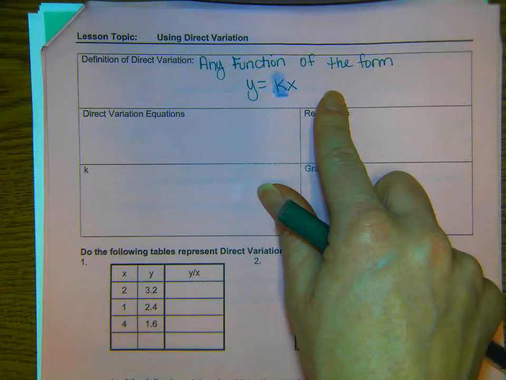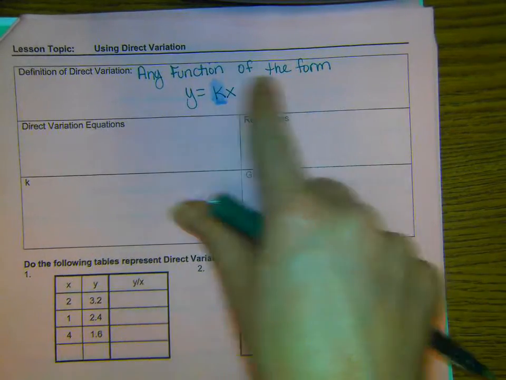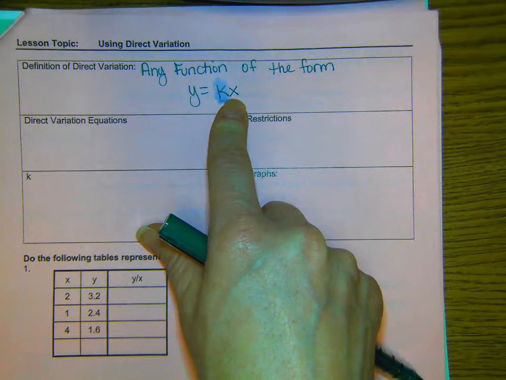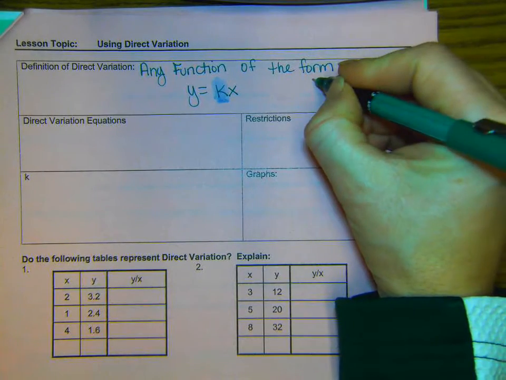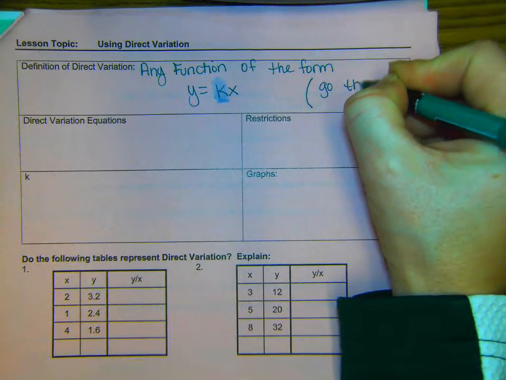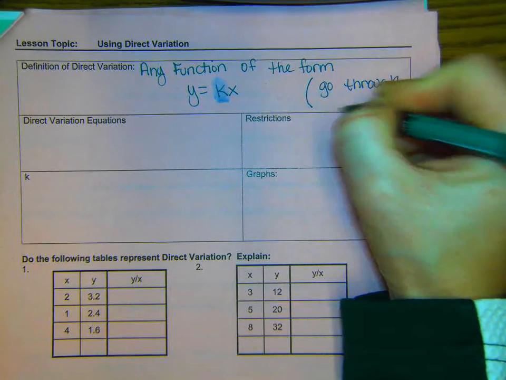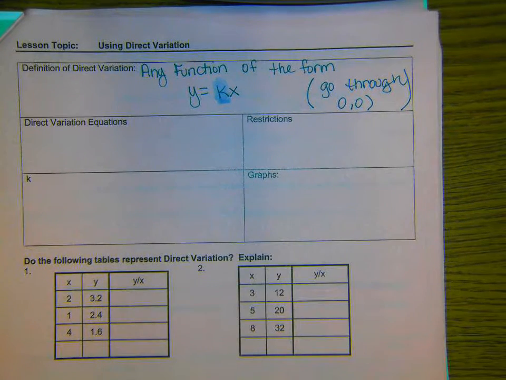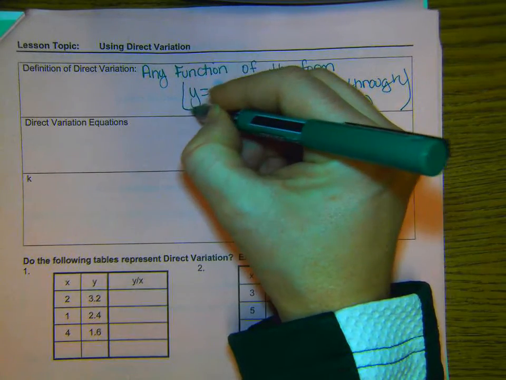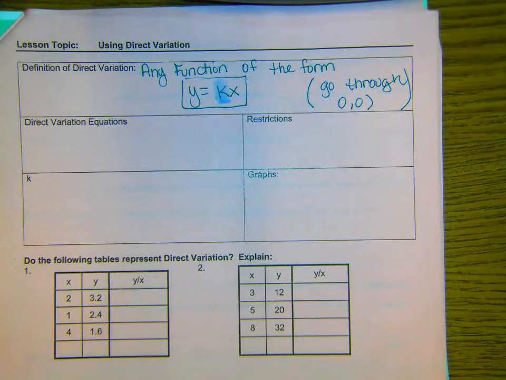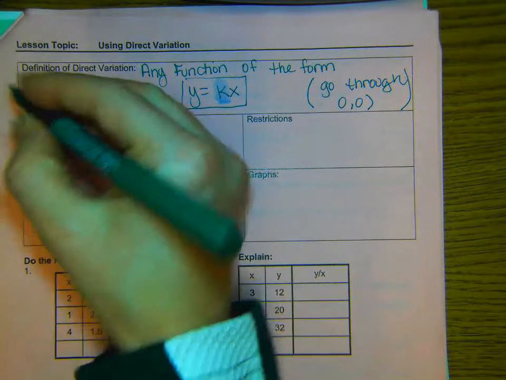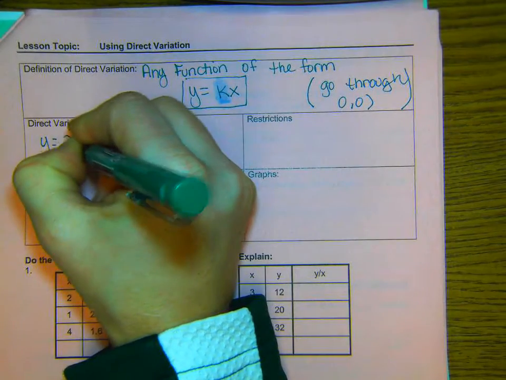Okay, so any function of the form k times x, you can think of k as the same thing as slope, okay? And so what that means is, this is going to go through 0, 0. And that is going to hopefully become clear when I draw a picture of what the graph can look like. So this is what our equation looks like. So some different variation equations would look like this. Y equals 2x. That looks like that, doesn't it?